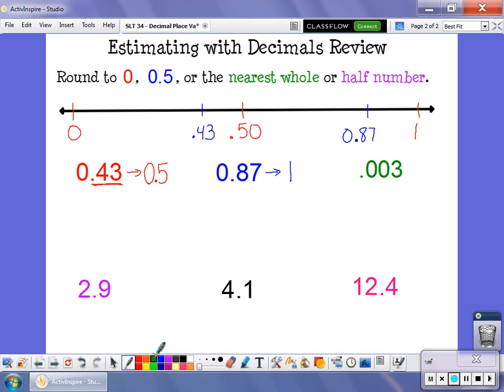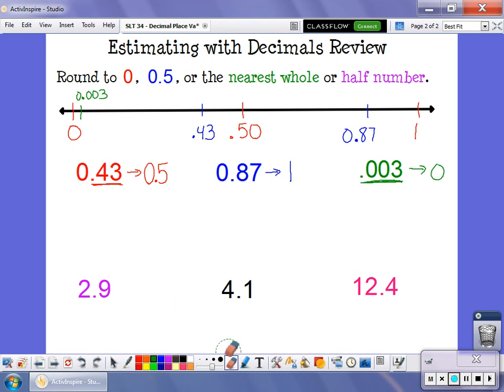Now this last number I have is so small. This is actually 3 thousandths. If I wanted to put in 3 thousandths, this would be 500 thousandths, because that's what half would be. So 3 thousandths is going to be all the way down here, probably so close I can't even separate my line that much. But now that we have it on our number line, we can see it is definitely closest to 0. So I would estimate and round this number to 0.